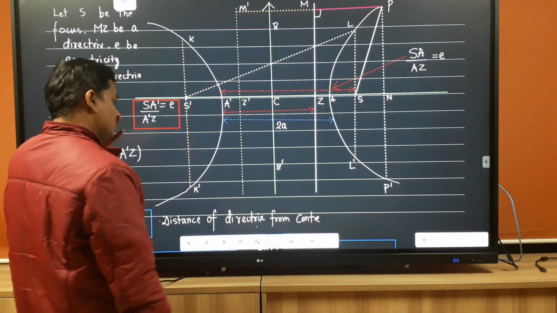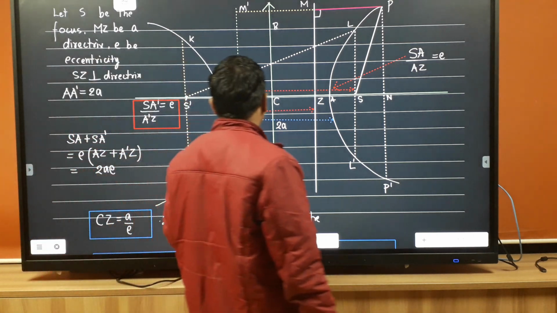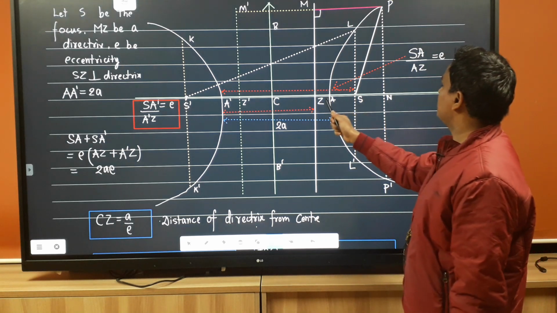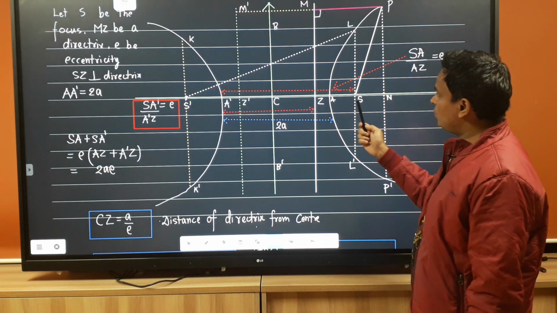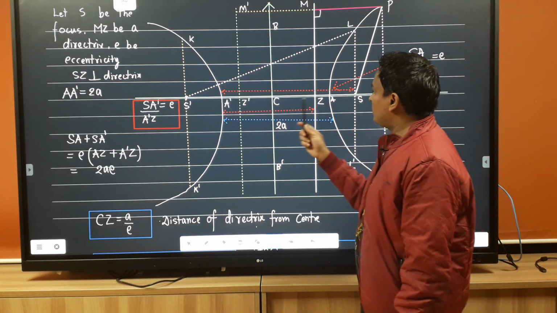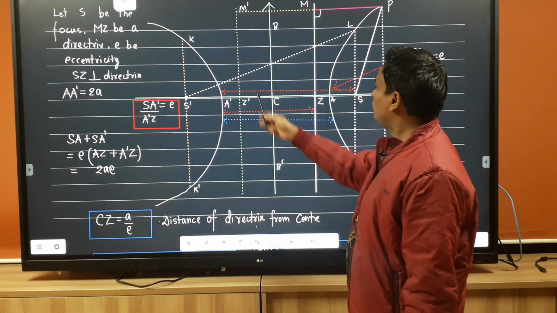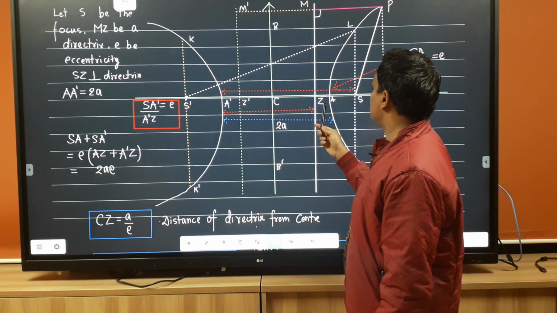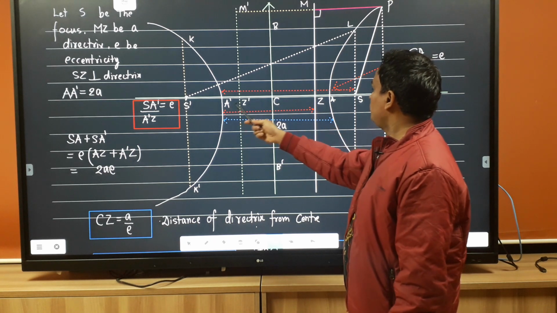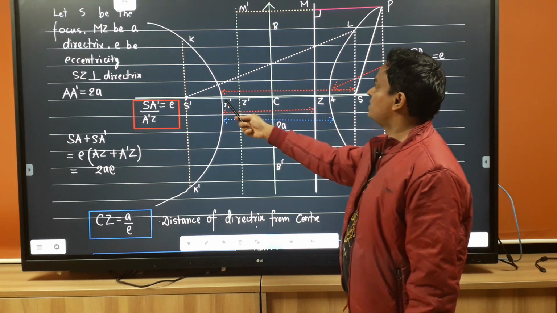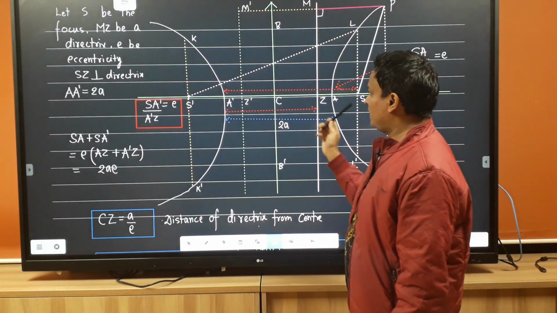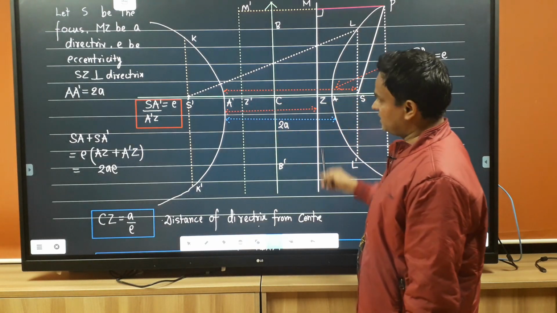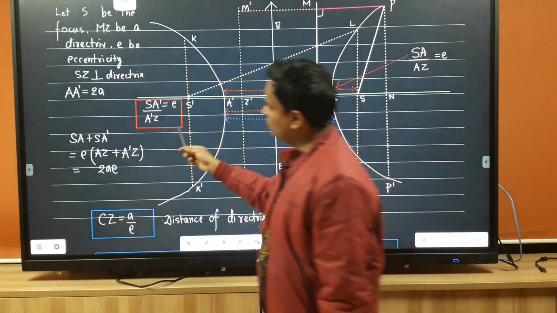So what I am saying basically is that if the ratio of SA to AZ is equal to E, then it should also obey that particular rule when we are measuring the distance from this directrix. That means if I am measuring the distance of A dash from S, and I am measuring the distance of A dash from this directrix, then also it should be equal to E.